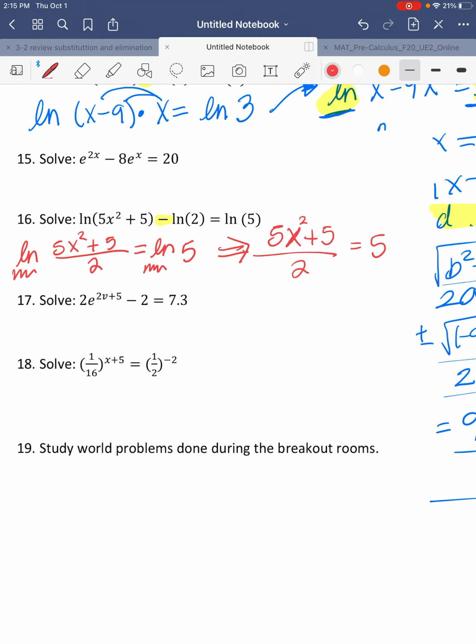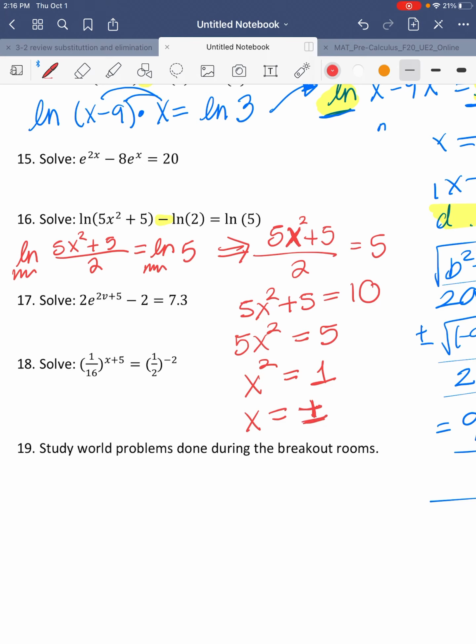I'm solving for this x right here, so I need to multiply by 2. So 5x squared plus 5 equals 10. Subtract 5 from both sides. Divide by 5 both sides. Square root both sides, and whenever we square root we get a positive answer and a negative answer, and the square root of 1 is just 1.